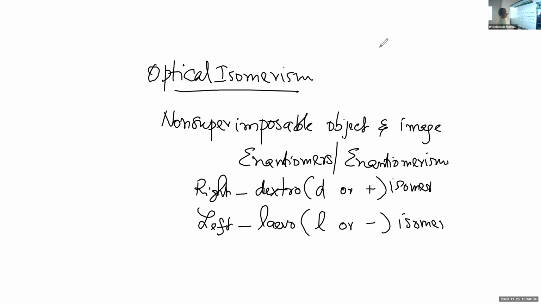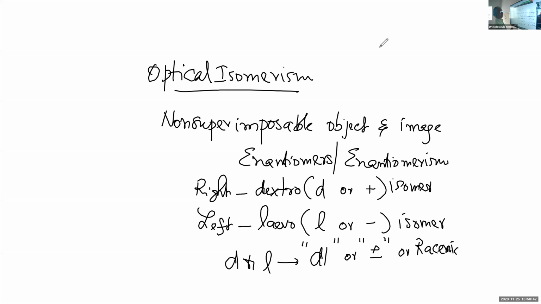You take a mixture of D and L, an equimolar mixture, equal number of molecules. Then it is called DL form or DL isomer or plus minus form. Or it is called racemic form, or a racemic mixture. The racemic form is optically inactive.